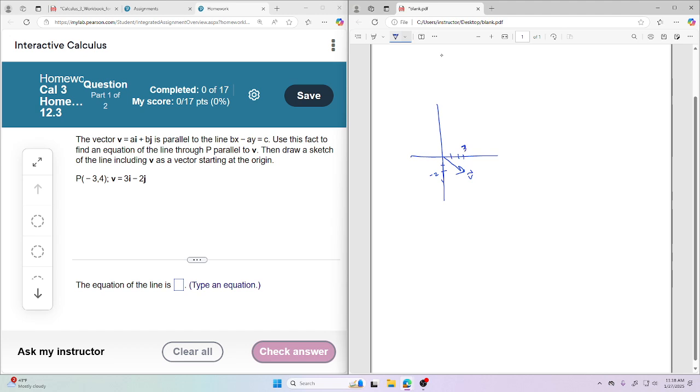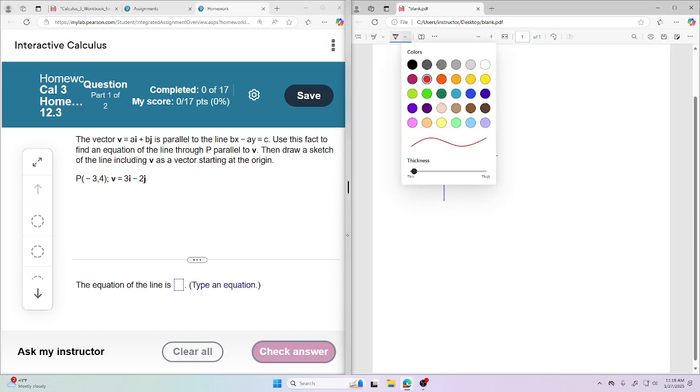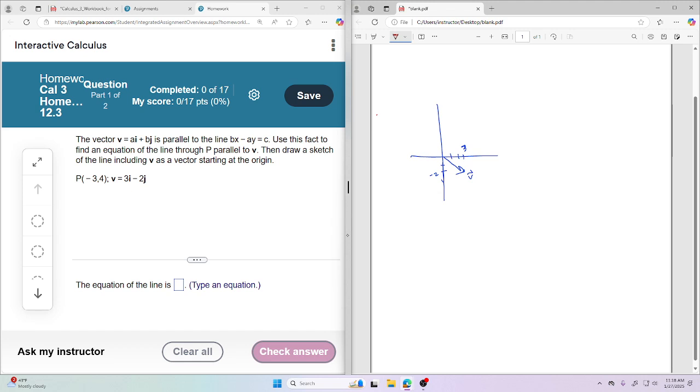And then I have a point at -3, 4. So let me do that in a different color. So we have -3 and +4. So this is my point P. Okay. And they want a line that's parallel to this, but starts right here. Cool? So what would that even look like? Well, it would look kind of like this.